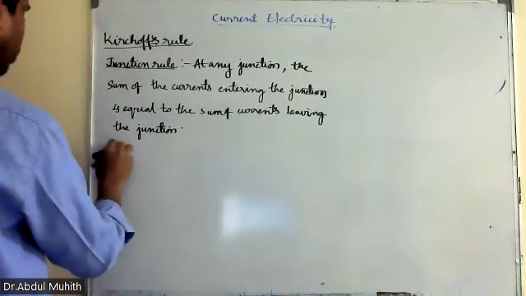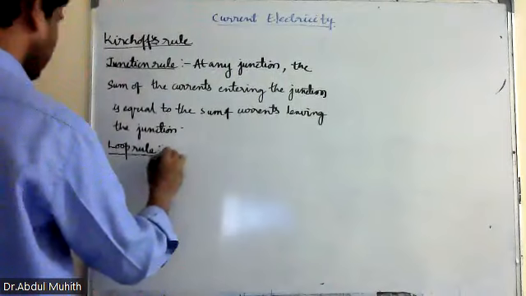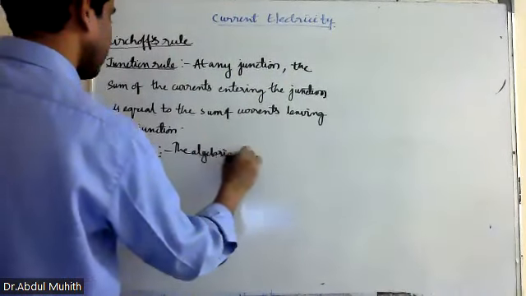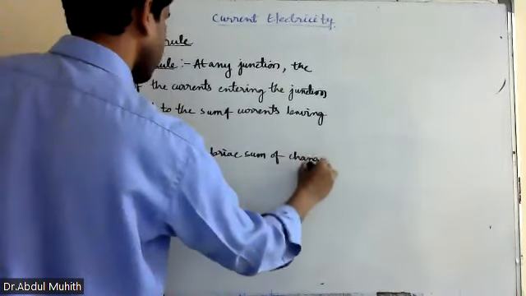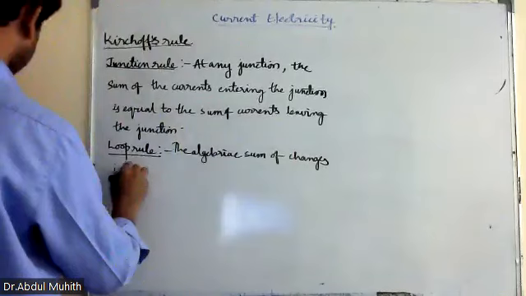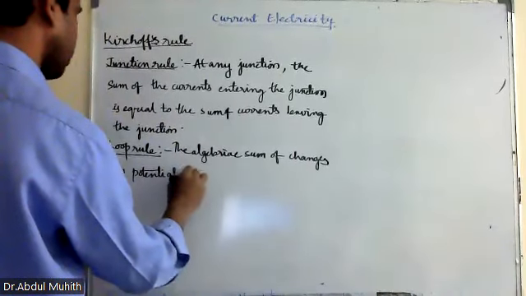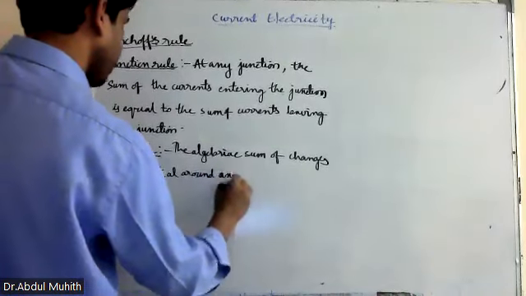Next one is what? Loop rule. So the algebraic sum of changes in potential around any closed loop.